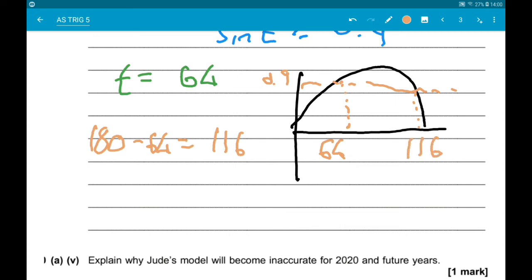So the 116th day is the last one to have at least 17.4 hours. So the total number of days is 116 minus 63, because the 64th had it, 63rd didn't. So 116 minus 63 gives us 53 days.